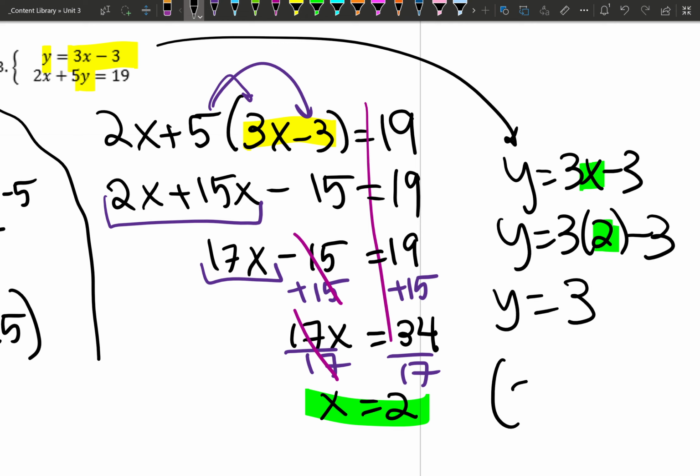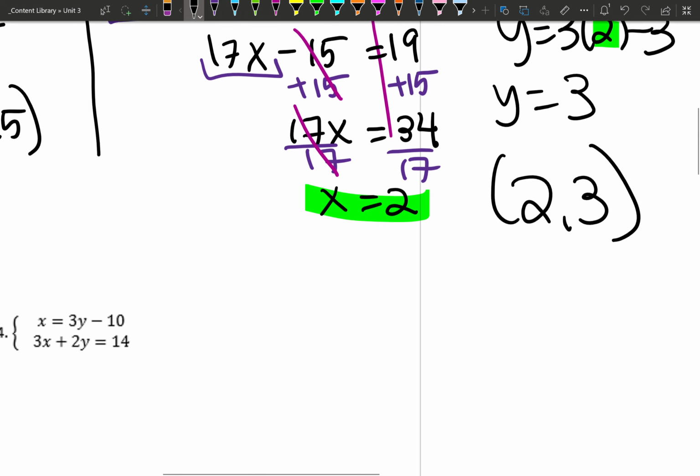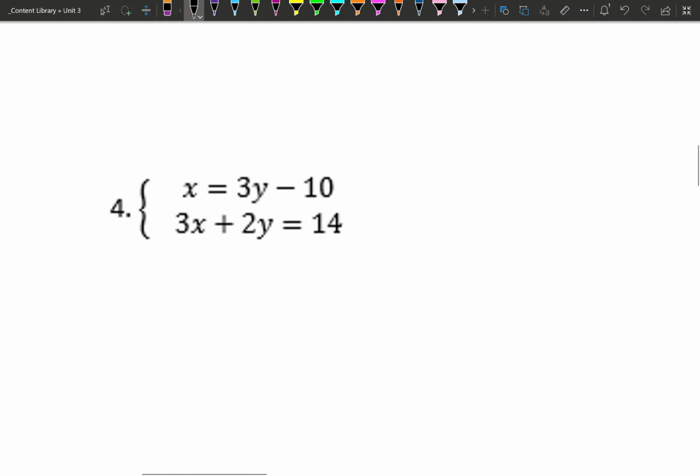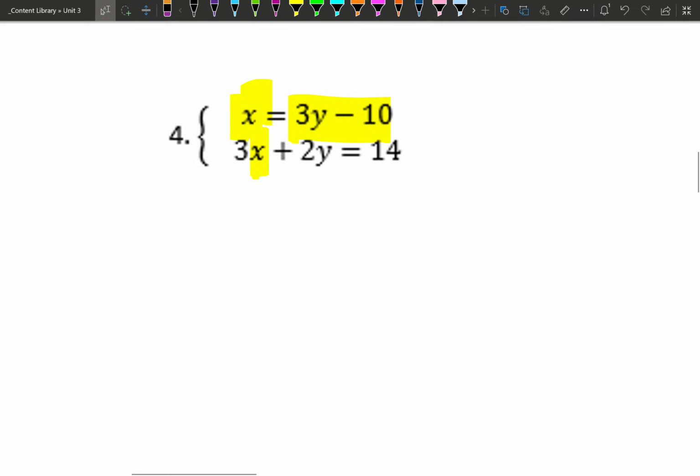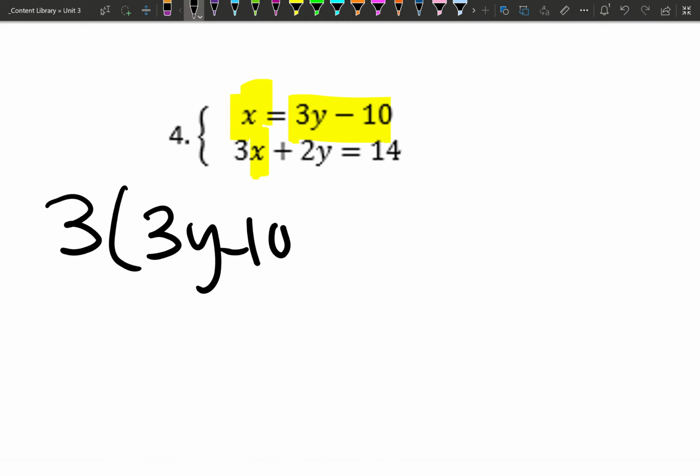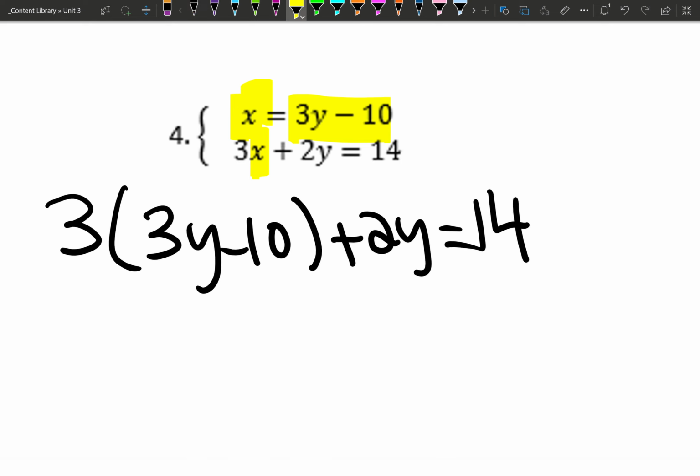Y equals 3. So our answer is 2, 3. Let's do one more substitution. Another x equals. Fantastic. So we got that x equals 3y minus 10, so we're substituting for x. All right. So 3, parenthesis, 3y minus 10 plus 2y equals 14.